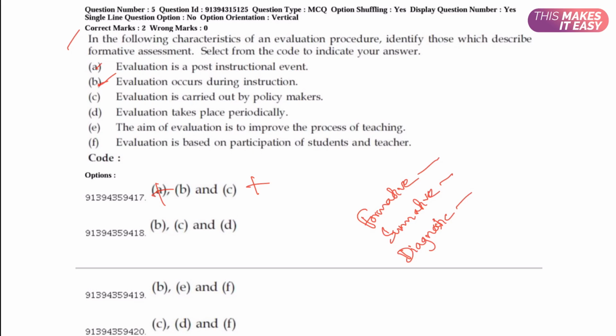Let us read the third statement. Evaluation is carried out by policy makers. No, evaluation can be carried out by teachers and many people. It's not the responsibility of policy makers only. So let's knock out all the options which have C. Now we have been left with only one option. So there is no need to read any other statement at all.